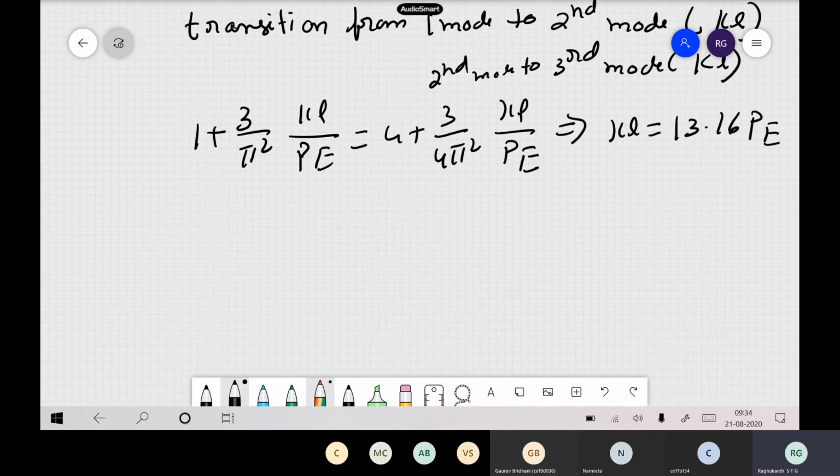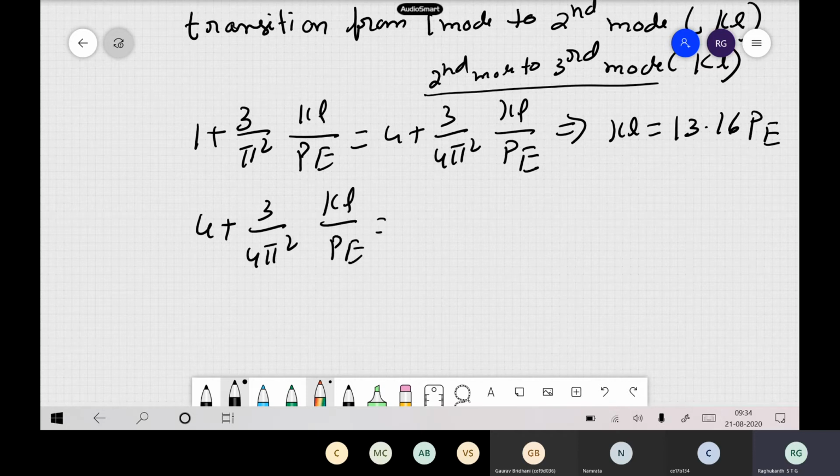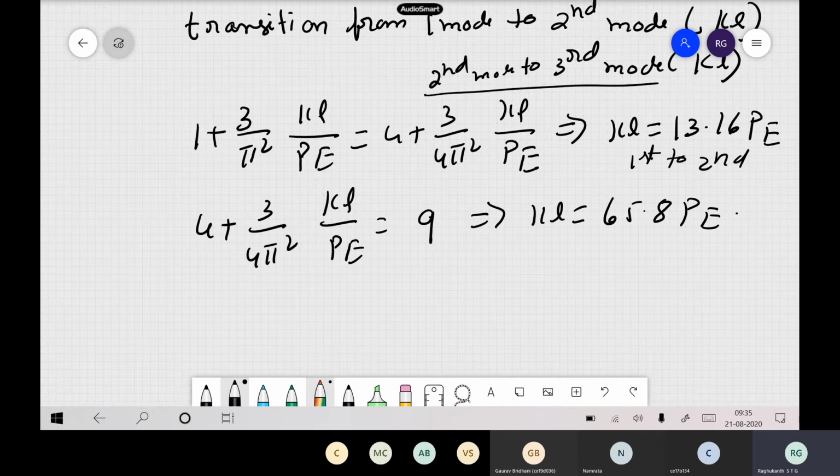Similarly, for the transition from second mode to third mode, you have to equate 4 plus 3 by 4 pi square KL by PE to 9. Which means your KL is 65.8 times PE. So these are the mode transitions. This is from the first to the second mode, and this is from the second mode to the third mode.